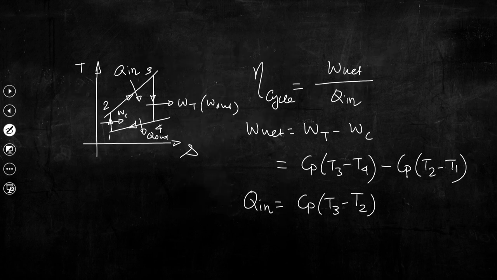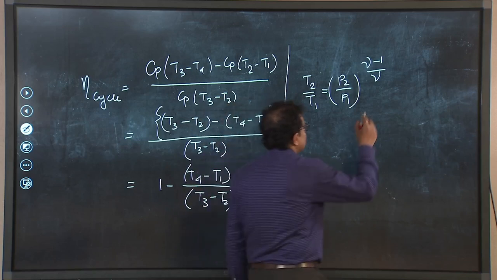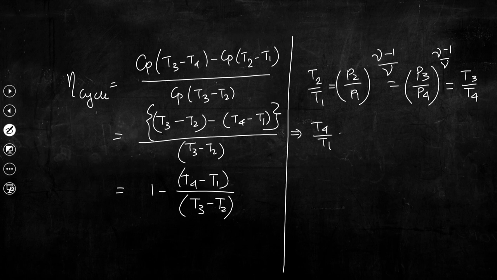What is P 2? P 2 equal to P 3 and P 4 equal to P 1. So, we can write P 2 by P 1 equal to P 3 by P 4, and this is again to the power gamma minus 1 upon gamma, and hence this should be T 3 by T 4. Therefore, we can write T 4 by T 1 equal to T 3 by T 2. Therefore, we can write T 4 minus T 1, if we just subtract 1 from both sides, then T 4 minus T 1 divided by T 3 minus T 2 should be equal to T 1 by T 2.